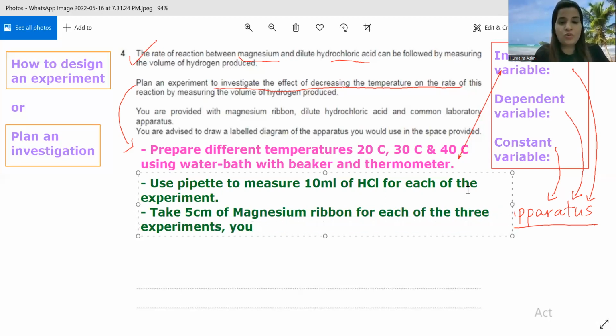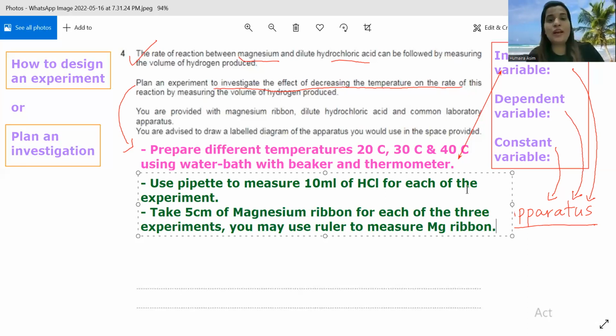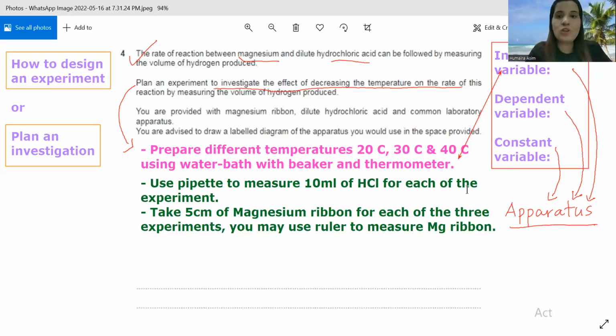You may use a ruler, right? Your small ruler can also be used to measure the magnesium ribbon, right? So here I have actually covered 2 points. What are these 2 points? These 2 points go for constant variables, right? Everybody agrees, right? This is how it is going to go.